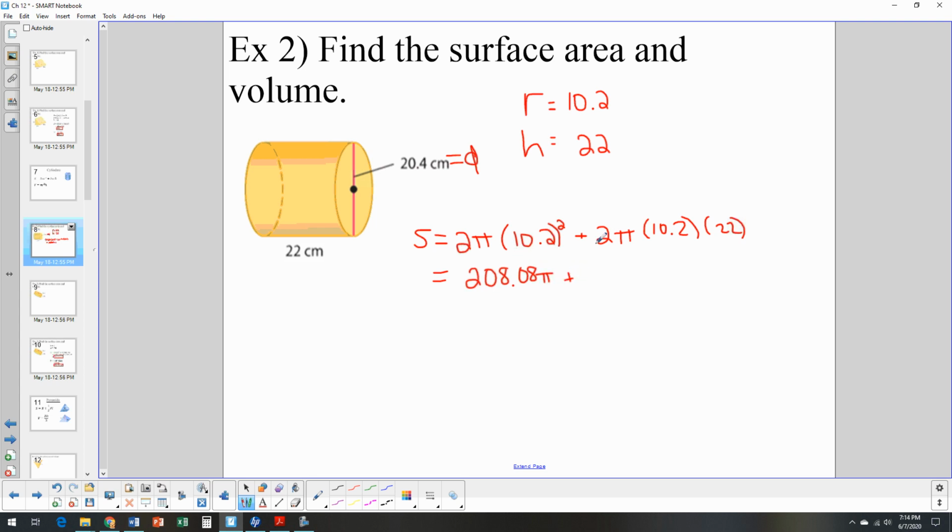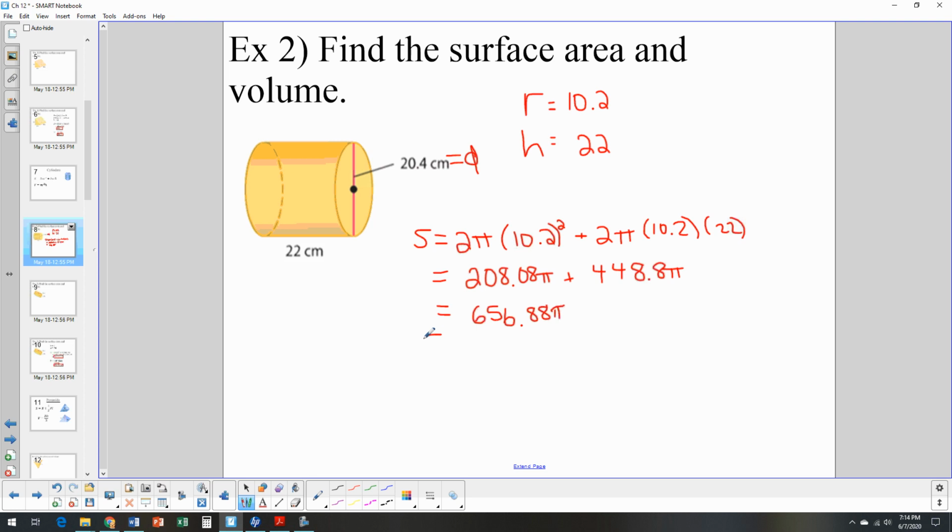Plus, I'm going to do 2 times 10.2 times 22, leave the pi, so that's 448.8 pi. We can treat the pi almost like a variable right now, so I'm going to only add the coefficient numbers. So we get 656.88 pi. And this would be the exact answer.